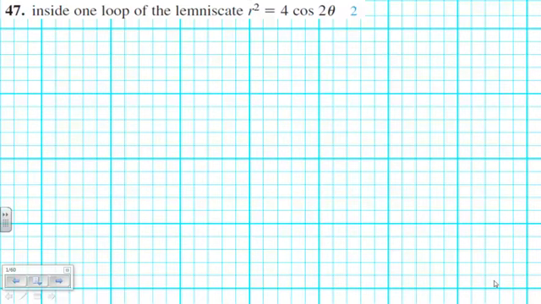Here's problem number 47. And indeed what we're going to try to start with this problem is we're going to look at the graph of this thing before we attack it. Now what do we mean by the graph of this thing? It's in the form r squared is equal to something.